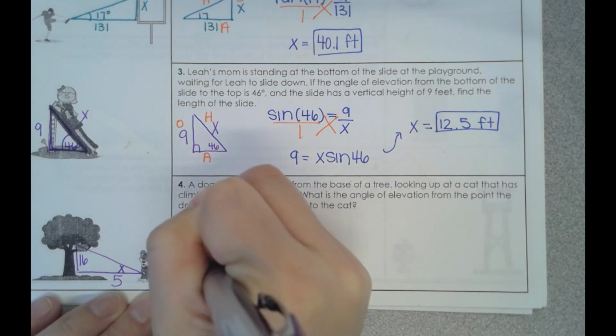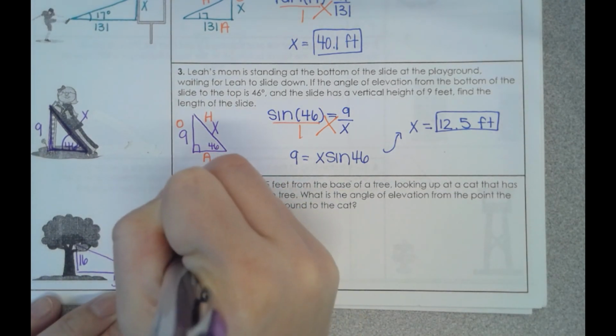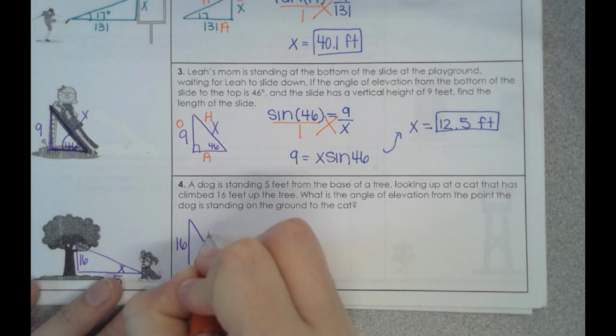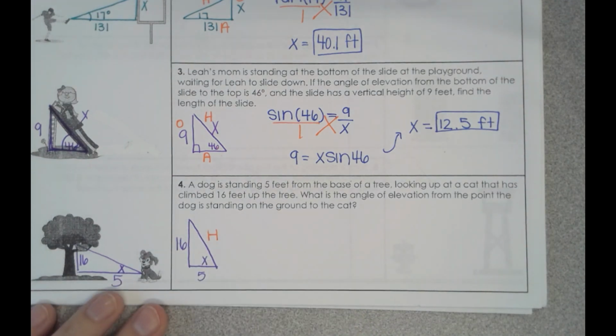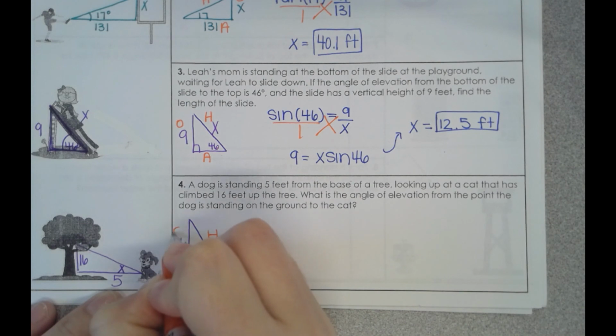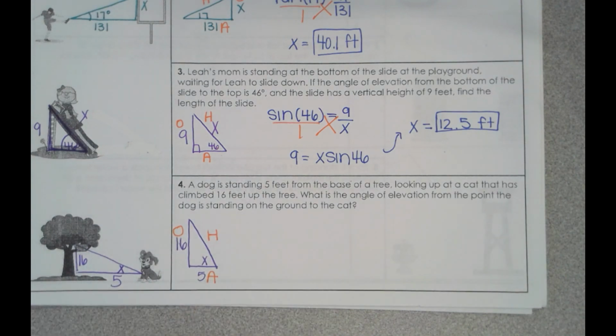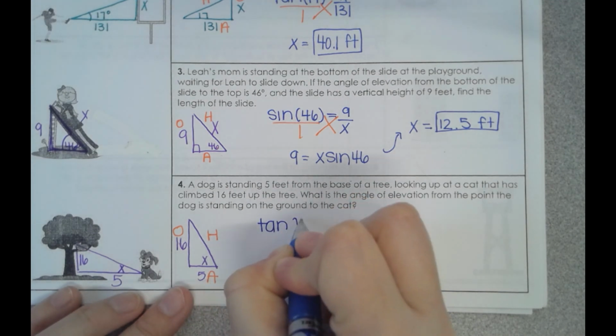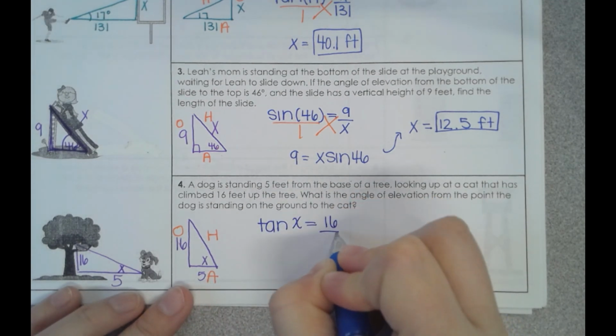So really, that's a more accurate triangle. So what is the angle of elevation? That's where our X would be. Across from the 90 is H, my hypotenuse. Across from my angle X is O, and the other one is A. This one uses tangent because O and A. So tangent of X equals 16 over 5.